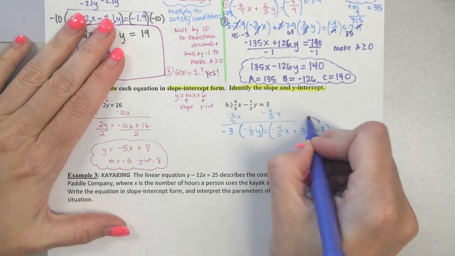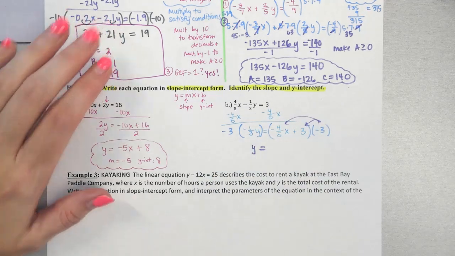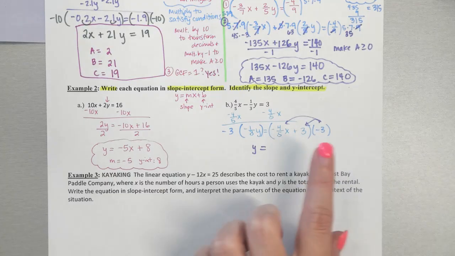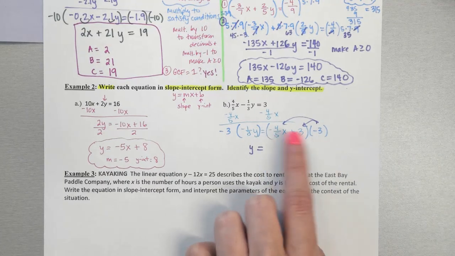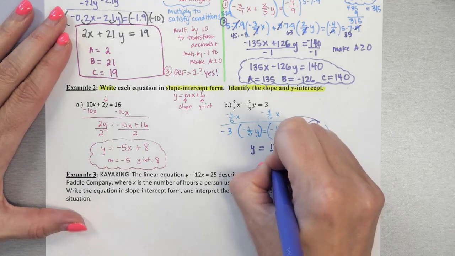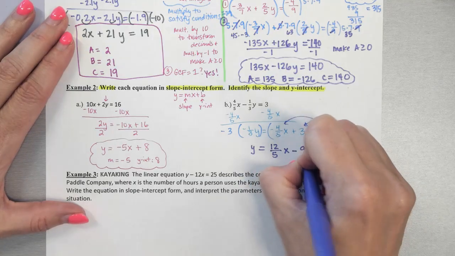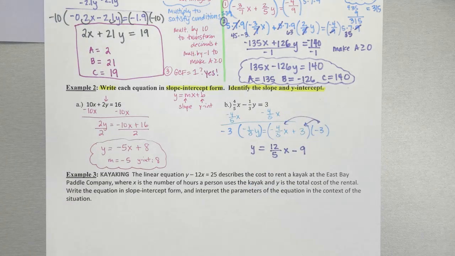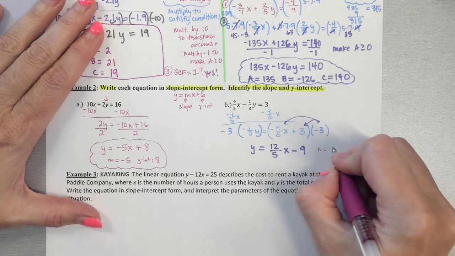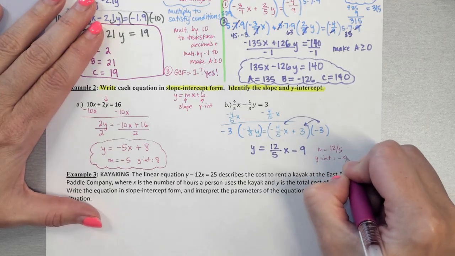So when you are multiplying, just remember, if you're multiplying a whole number by a fraction, you multiply the whole number by the numerator. So what's negative 3 times negative 4? 12. So this is 12 over 5x minus 9. Okay, so then we know our slope is 12/5, and our y-intercept is negative 1.